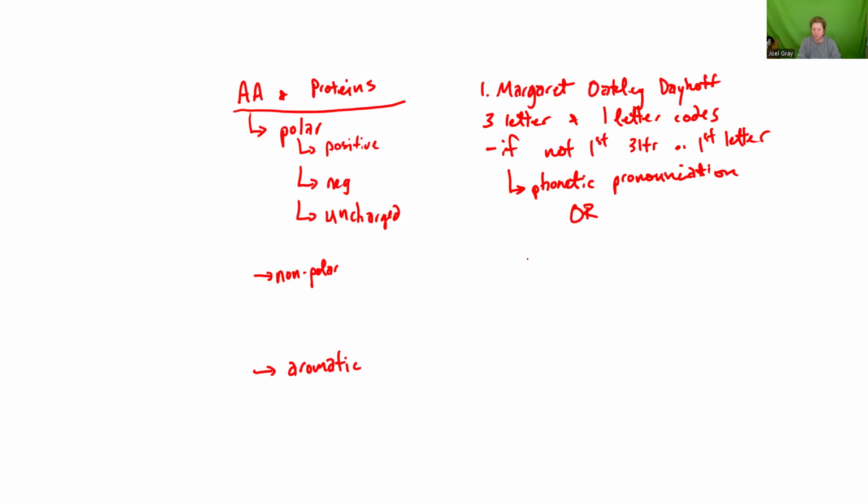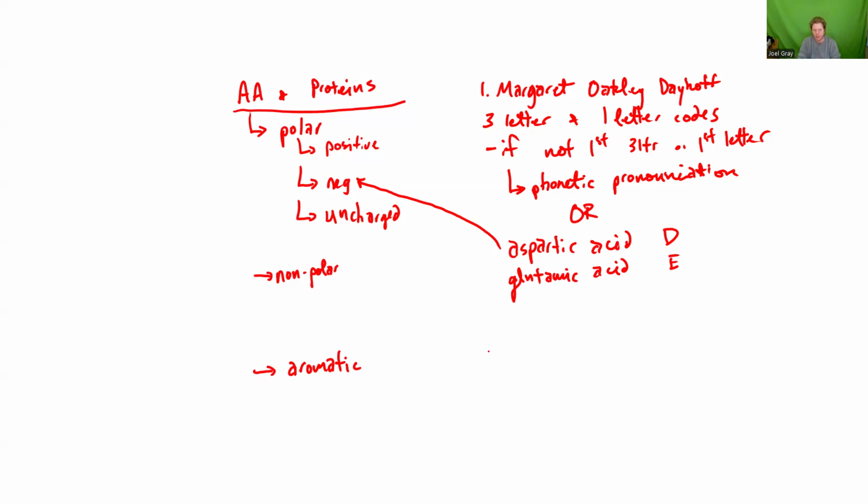So, for example, if you look at aspartic acid, aspartic acid is a negatively charged amino acid. It's a polar negative residue. Aspartic acid has the single letter code of D, and that would be a phonetic pronunciation. As a result of aspartic acid getting capital D, glutamic acid got E, because structurally those two molecules are very similar to one another, and it was just the natural progression.